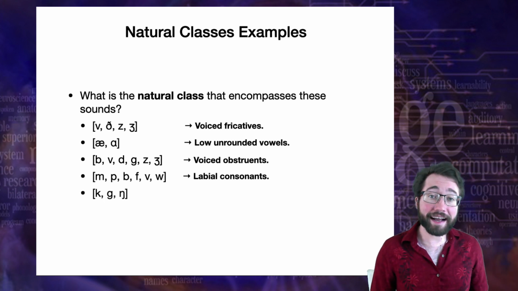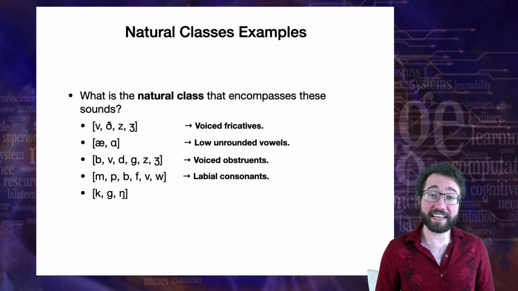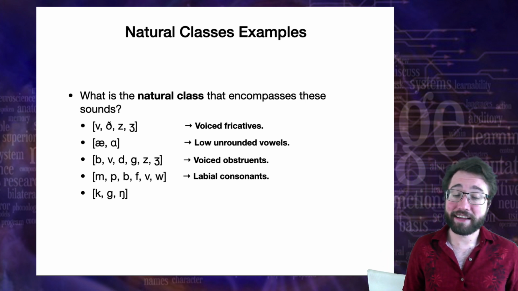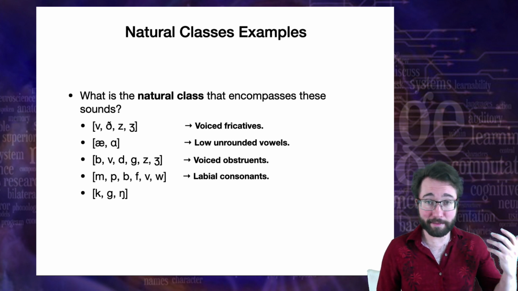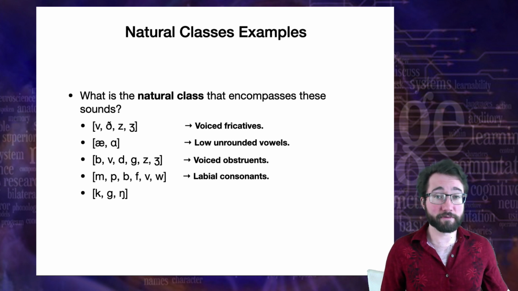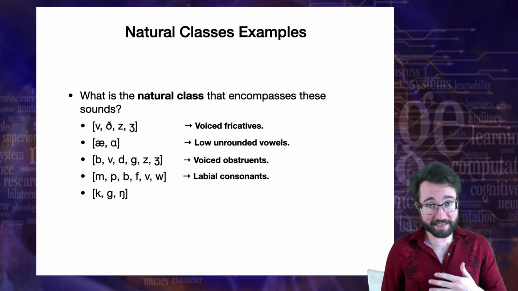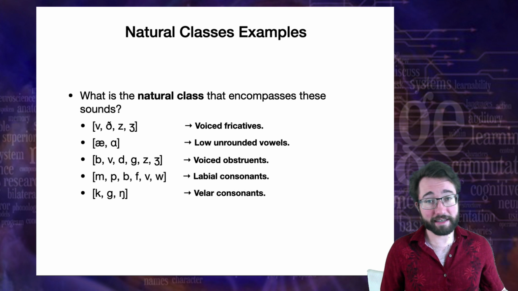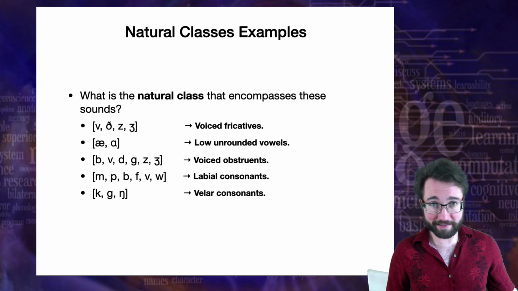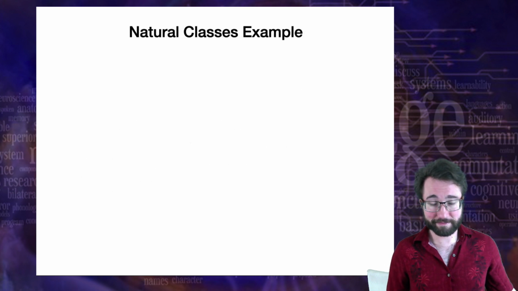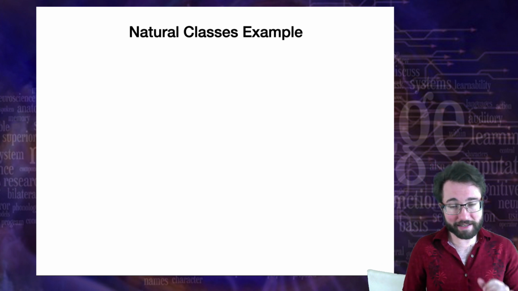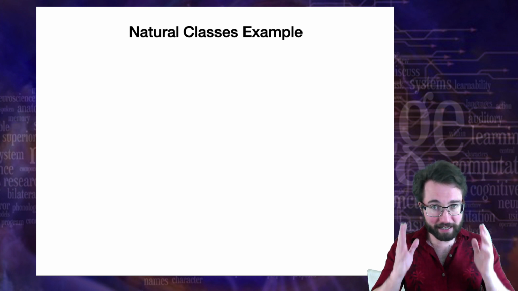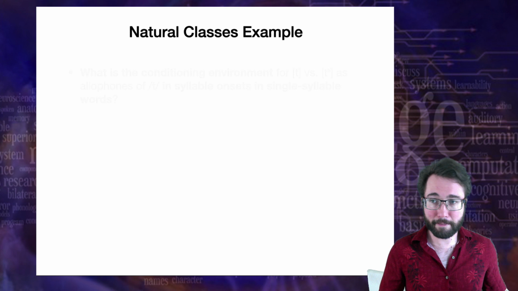Ka, ga, nga. What's in common here? If you just say ka, ga, nga, you're going to feel that it's the same place of articulation, which is velar. And some of these are voiced, some are unvoiced. So this is the natural class of velar consonants. So that is an example in identifying and abstracting natural classes.